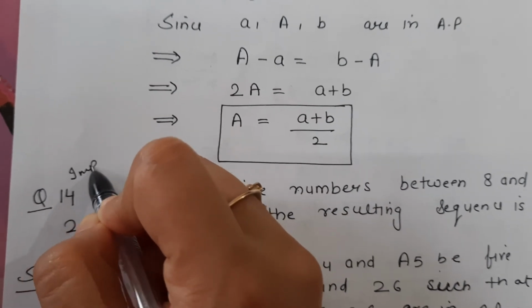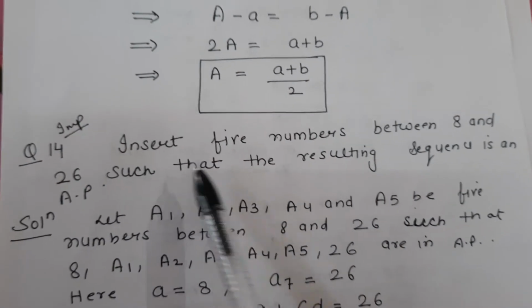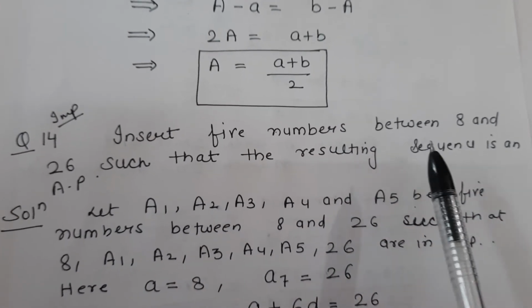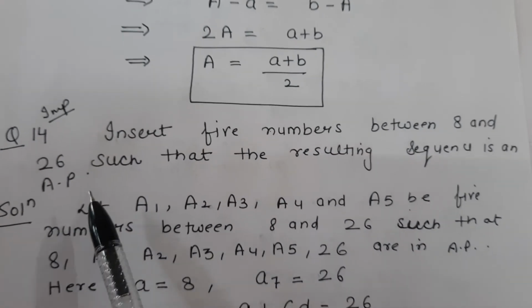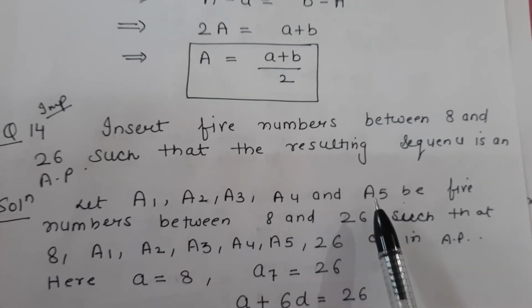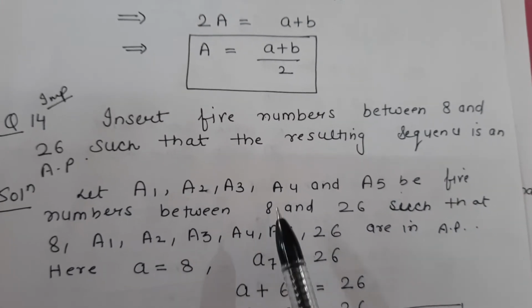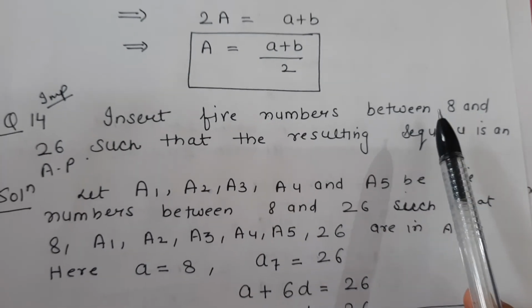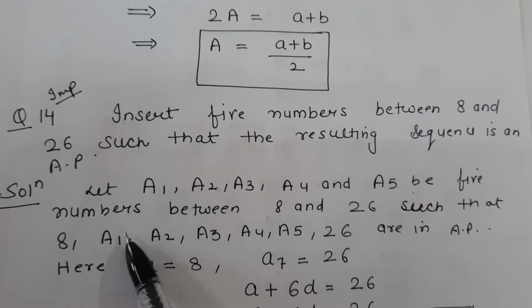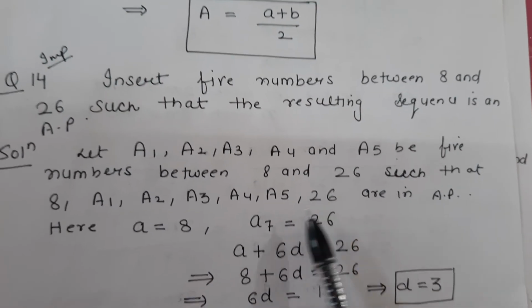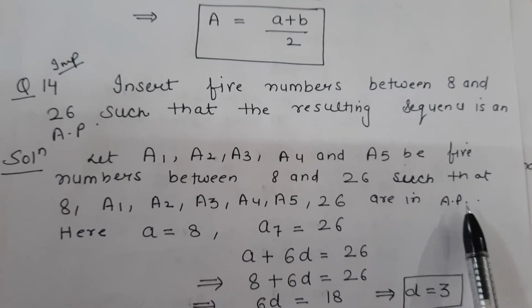Next, question number 14. This is a very important question. The question is, insert 5 numbers between 8 and 26 such that the resulting sequence is in AP. Now, we suppose that let A1, A2, A3, A4 and A5 be the 5 numbers between 8 and 26. So your combined sequence will be first term is 8, then you have inserted A1, then A2, then A3, then A4, then A5, and the last number is 26. You are given these 7 numbers are in AP.